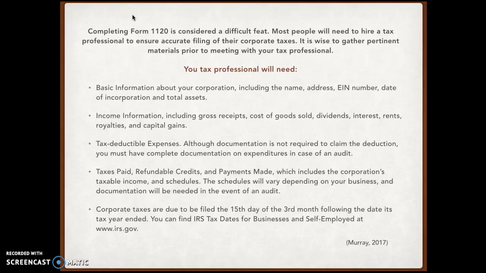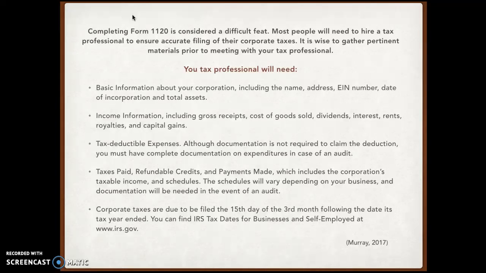Completing Form 1120 is considered a difficult feat. Most people will need to hire a tax professional to ensure accurate filing of their corporate taxes. It is wise to gather pertinent materials prior to meeting with your tax professional. Your professional will need basic information about your corporation, including the name, address, EIN number, date of incorporation, and total assets. They will need your income information, including gross receipts, cost of goods sold, dividends, interest, rents, royalties, and capital gains. They will need your tax-deductible expenses.